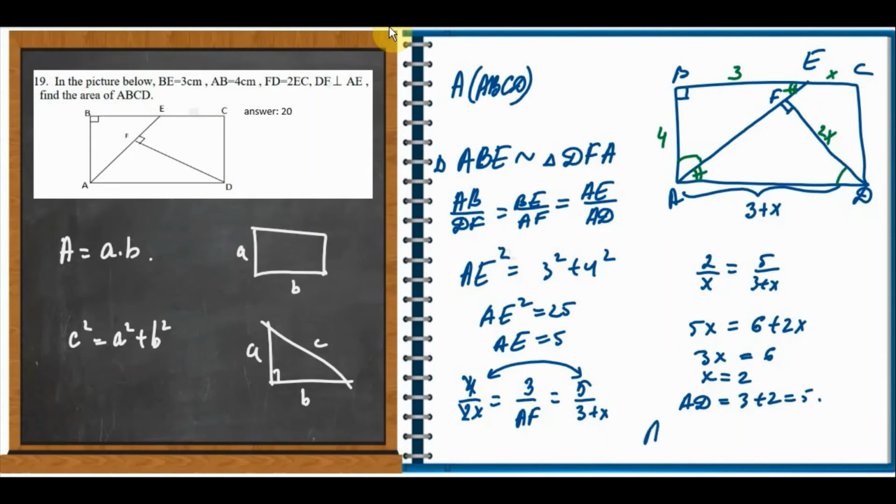Now, what's the area of rectangle ABCD? It's just AB multiplied by AD, 4 multiplied by 5. That's going to be 20. The correct answer is 20.